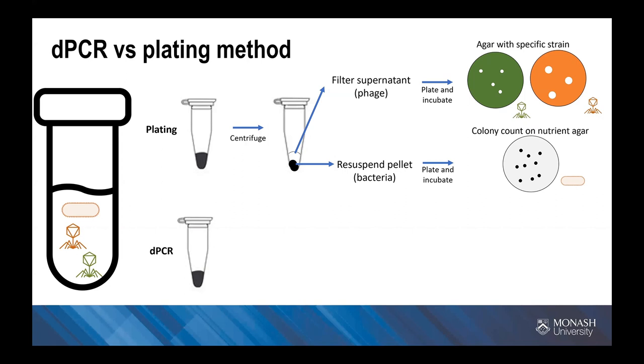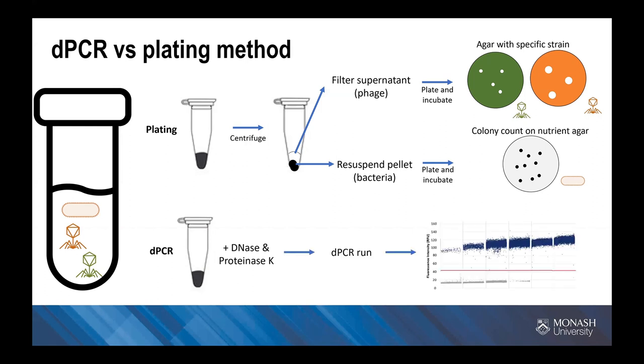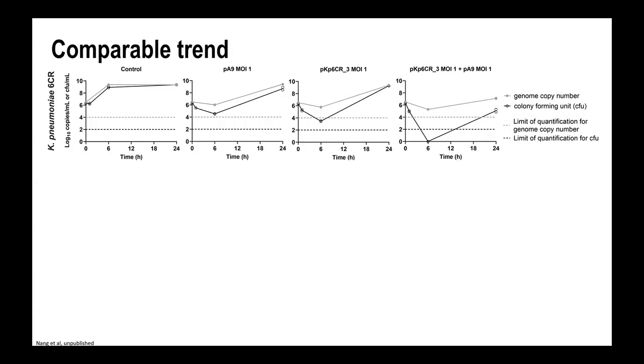When we actually look at the dPCR method, what I did was we just added the DNase and proteinase K treatment, and this sample is ready for the dPCR run. So what we have in our study is a total of four groups, which are the control, two monophage treatment groups, and a cocktail with these two phages. Now we will look into the data that we obtained from dPCR and plating methods.